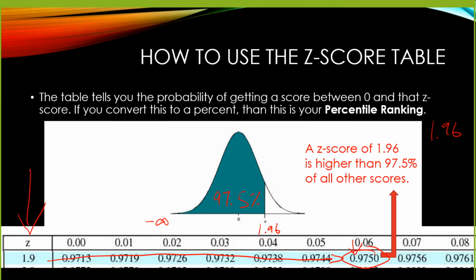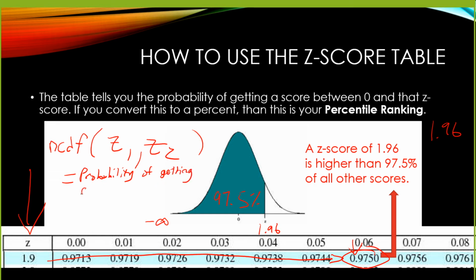For most of what I'll be asking you guys to do for your final exam, you will have a graphing calculator. So if you wanted to do this with a graphing calculator, you can use what's called the normal CDF function. This is a normal cumulative distribution function, or normal CDF, which takes an argument of z1 and z2, and it prints out the probability, so it's a decimal, of getting a random score between z1 and z2 on a bell curve.